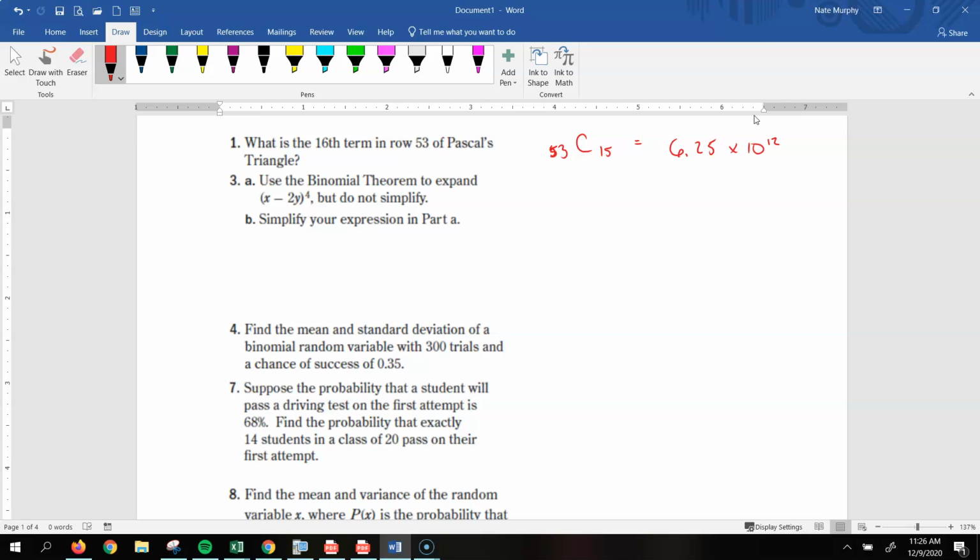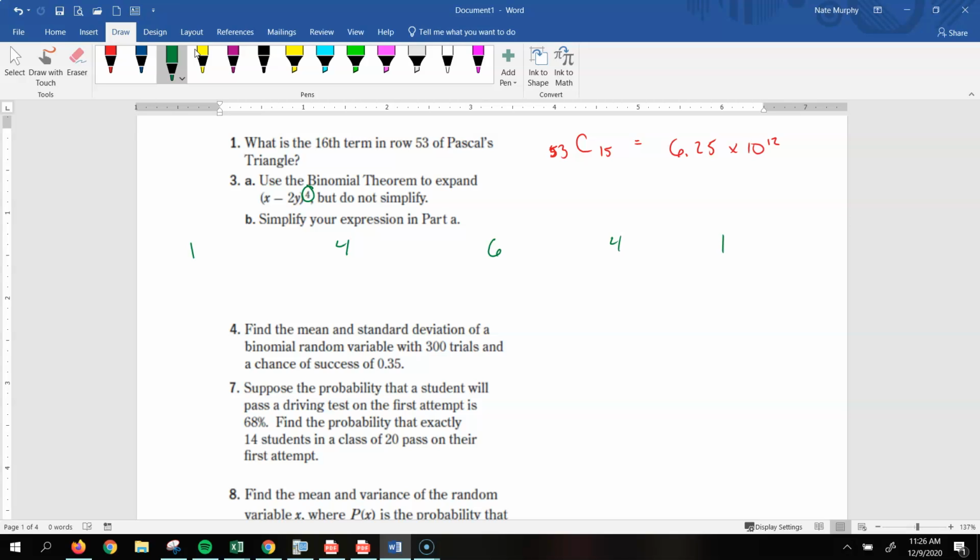All right, this is the one, though. Number 3 is a question that a lot of people had problems with. So let's look at how we would do that. You want to remember that when we're using the binomial theorem to expand this out, the fact that the degree is 4 means we're going to use the 4th row of Pascal's triangle. So we do 1, 4, 6, 4, 1.